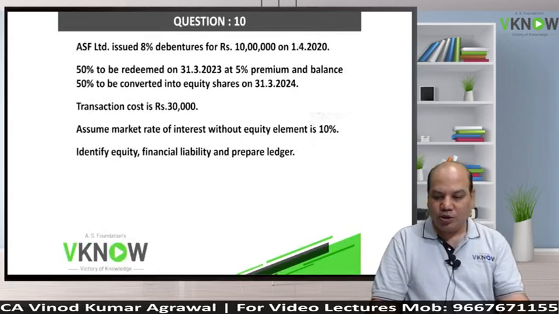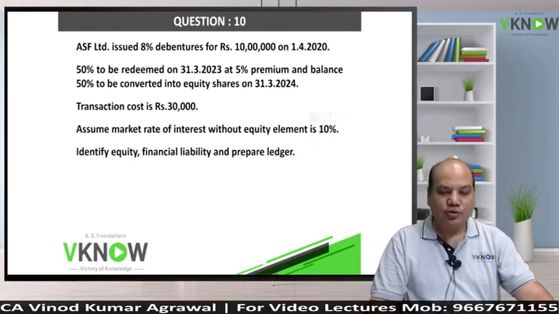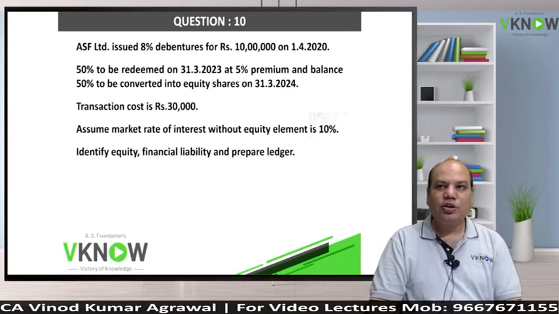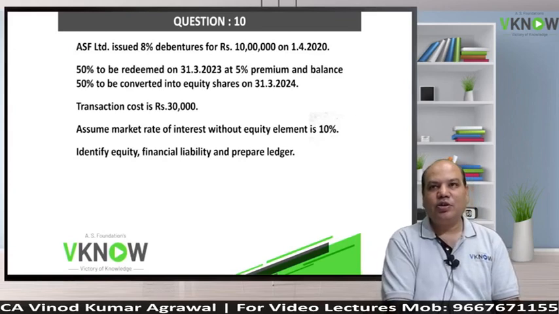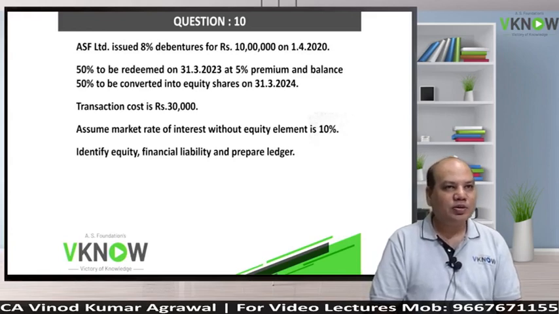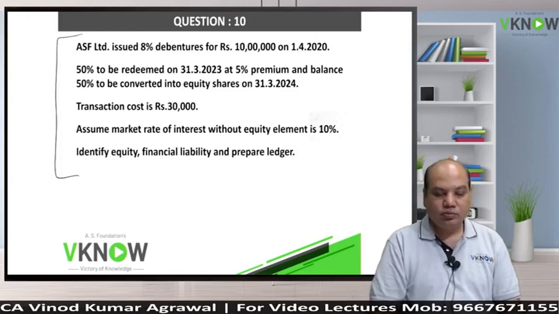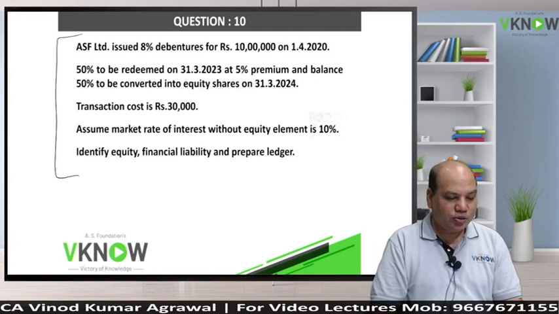Now to make your concept clear, we will take a question which has transaction cost also, and we will also see the full presentation in the balance sheet and the profit and loss account. So I will give you ledger, balance sheet, P&L account and the entire calculation part. This is a very comprehensive question on a compound financial instrument with all the necessary requirements.